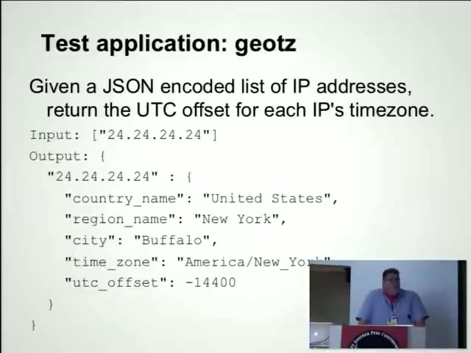So I wrote this test application called GOTZ, and the idea was that I would supply a JSON encoded list of IP addresses, and I wanted this application to return the UTC offset for each time zone. My sample input is 24.24.24.24, and you can see that that's located in Buffalo, New York, and the offset there is minus 14,400 seconds. There's some additional information that gets pulled out of the database using MaxMind's GeoIP Lite product.